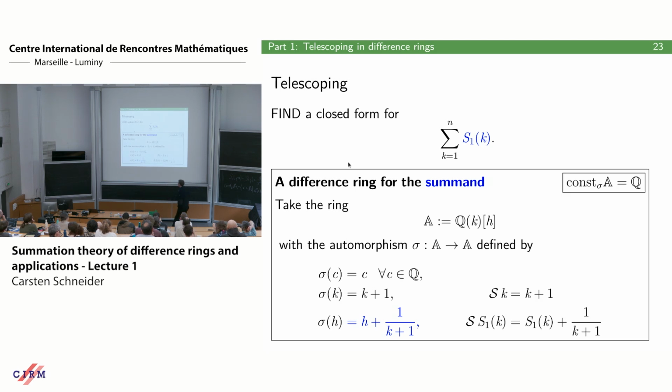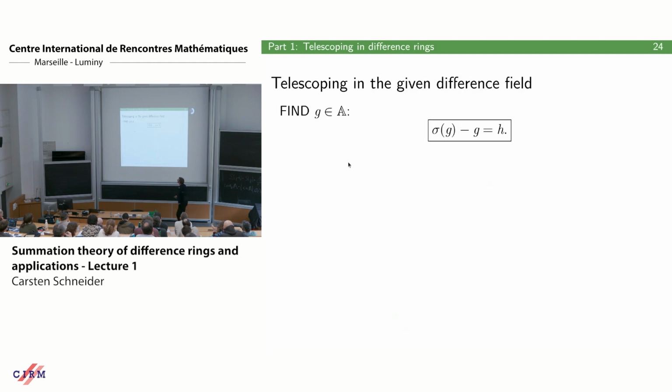And it's not obvious anymore that the set of constants are, again, the rational numbers. But the summation theory guarantees us how we do it, that the constants are still the rational numbers. So whenever you find a constant, it's free of h and it's free of k. Now I have basically reformulated the problem. Given the right-hand side, find a g in this ring such that this difference equation holds.